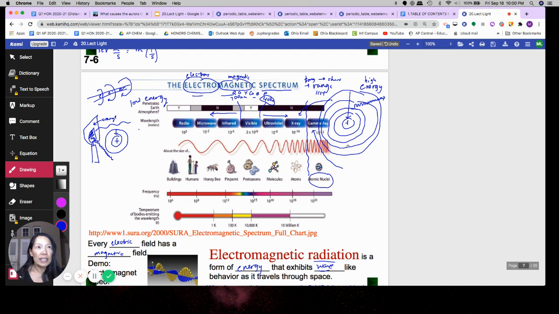Okay? Also, lastly on this, the gamma ray is so scary because that is actually coming from a nucleus. So inside the nucleus right here, you have protons and neutrons. And those protons and neutrons also have energy levels in there as well.